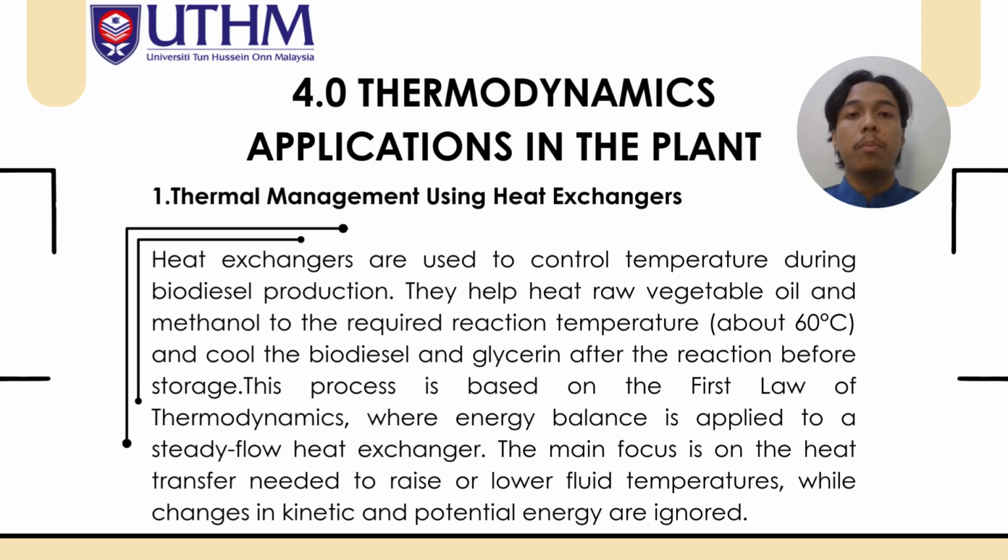Now, let's go to the important part, which is thermodynamic application in the plant. This application is divided into three things. The first one is thermal management using heat exchanger. Heat exchangers are used to control temperature during biodiesel production. They help heat raw vegetable oil and methanol to the required reaction temperature of about 60 degrees Celsius, and cool the biodiesel and glycerin after the reaction before we put it into the storage.